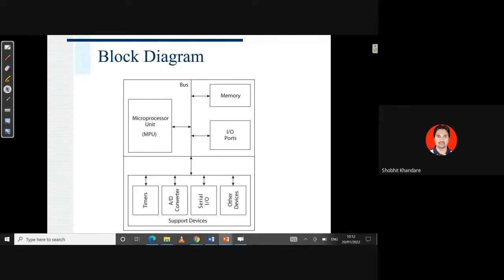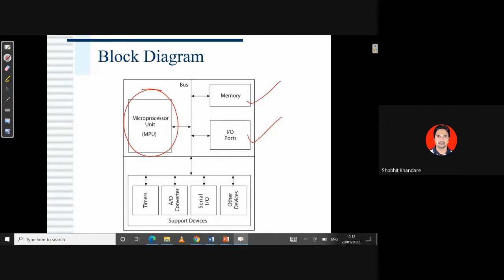Yes. Now see here, this is the block diagram which we have already studied. Can any one of you tell me, is this a block diagram of a microprocessor or a microcontroller? Microcontroller. Yes, it is a microcontroller. If you see carefully, there is a microprocessor unit, or you can say a CPU. This is connected with the memory and IO ports.